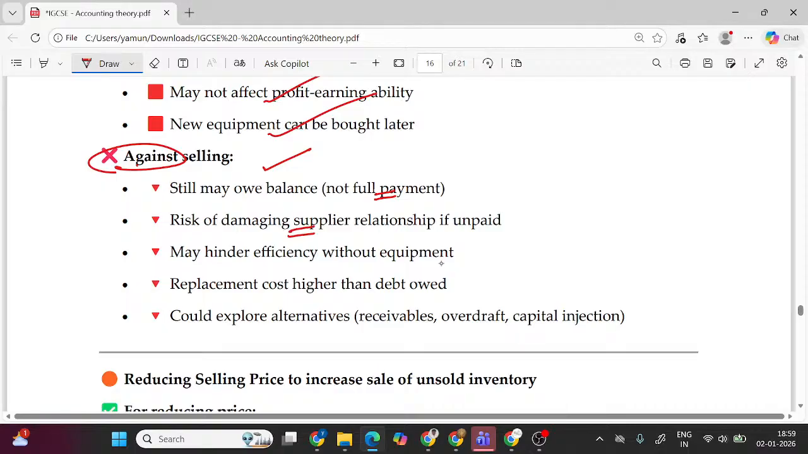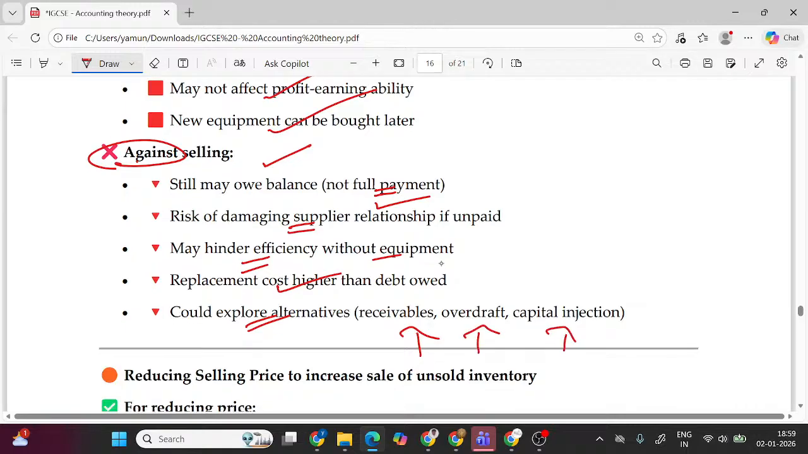Risk of damage is there if the supply relationship is not maintained. May hinder efficiency without equipment, replacement cost higher than debt owed, and could explore alternatives like receivables, or you can go for bank overdraft or capital injections.